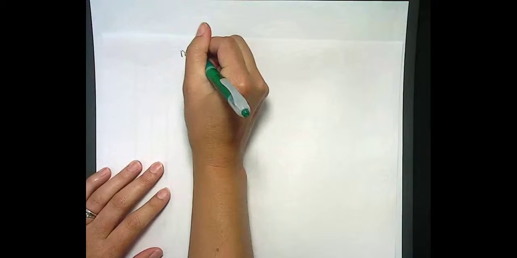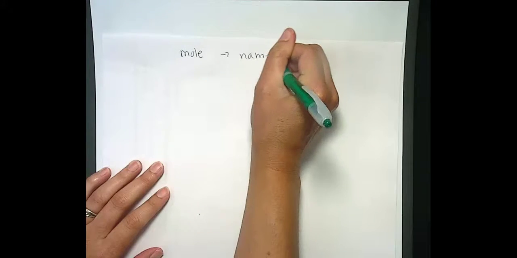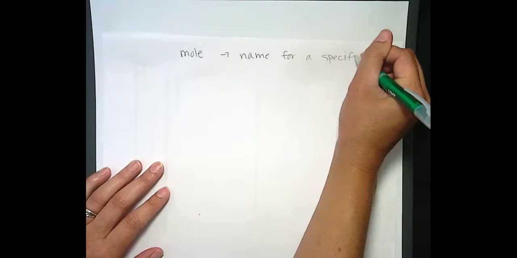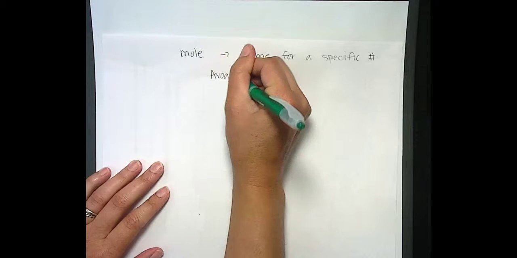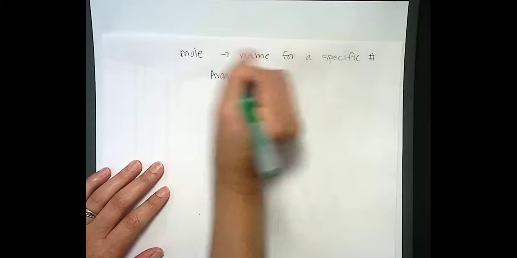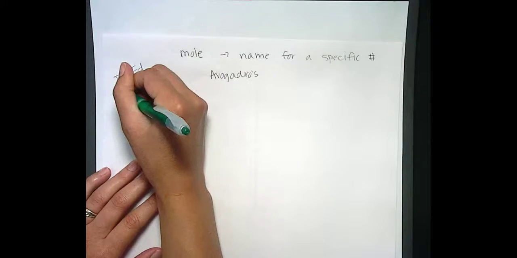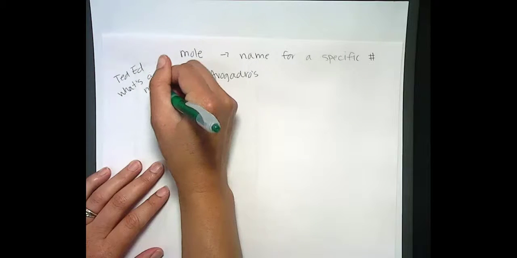Like I was saying before I started recording, a mole is just a name for a number, for a specific number. It's called Avogadro's number, named after the scientist who discovered it, and I want to refer you to the TED-Ed video. It's 5 minutes. It's really good. We just don't have a lot of time. It's called "What's a Mole?"